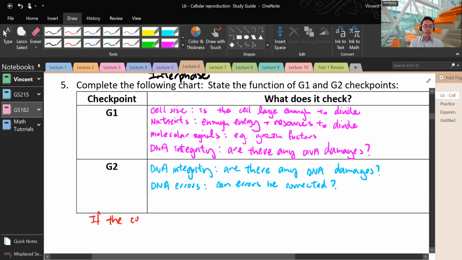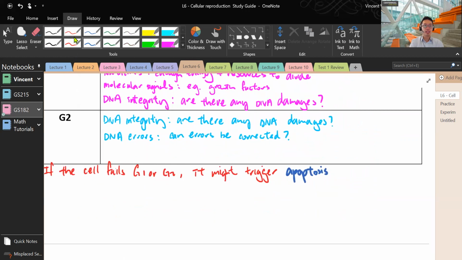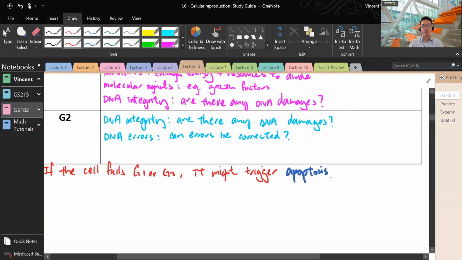If the cell fails G1 or G2, it might trigger apoptosis, right? Apoptosis is programmed cell death. Right? Remember those lysosomes? They could release all of its content and make the cells go kaboom and terminate the cells. Or if apoptosis is not the suitable choice, we can trigger growth arrest.